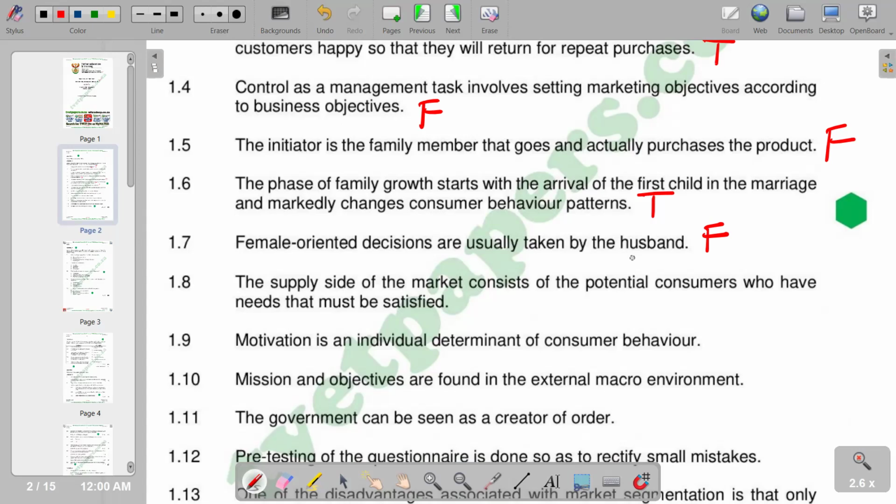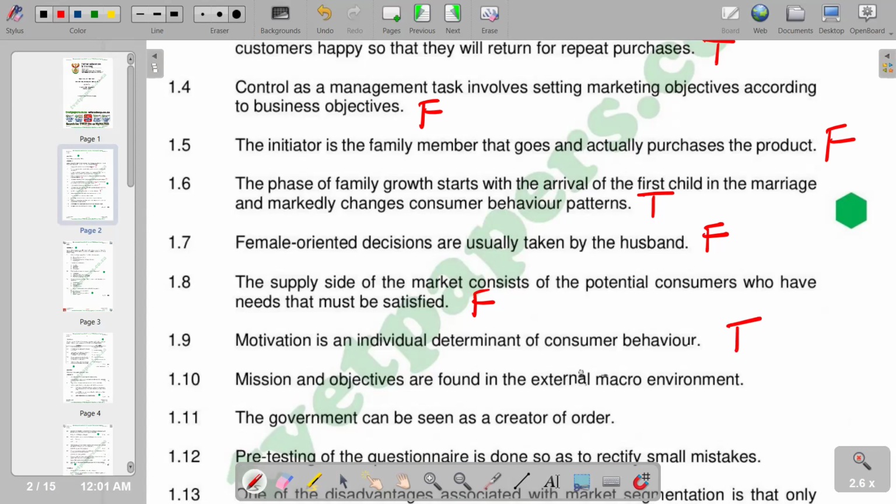The supply side of the market consists of the potential consumers who have needs that must be satisfied. The supply side of the market is centered on the business that is providing or producing the product and offering it to the market. Then the consumers determine the demand. So that makes our 1.8 false. Then, the motivation is an individual determinant of consumer behavior, which is true.